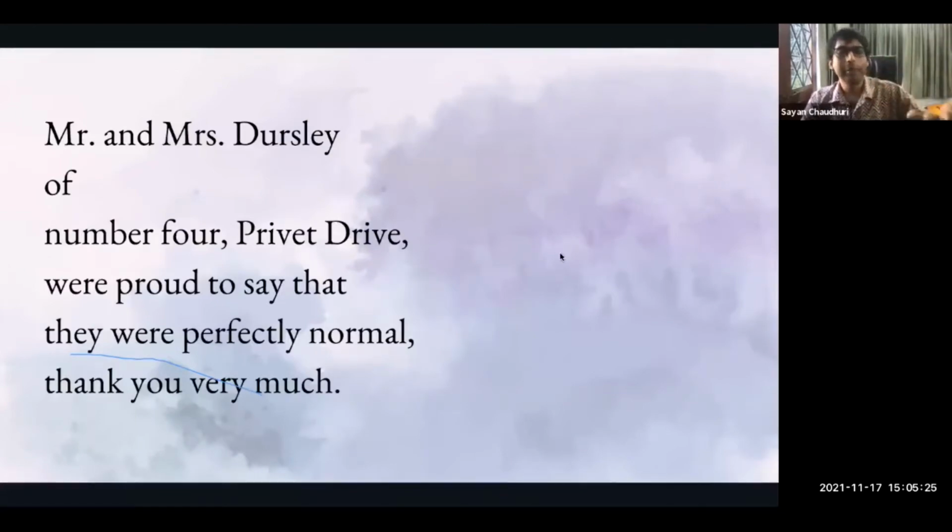Two members of a family, right? There could be 10 members, but 2 members are represented. That's also another thing we interpret. There's a formal feel to Mr. and Mrs. Dursley. It could have been, let's say, Jane Dursley and Robert Dursley, but Mr. and Mrs. Dursley might have a formal feel, right?